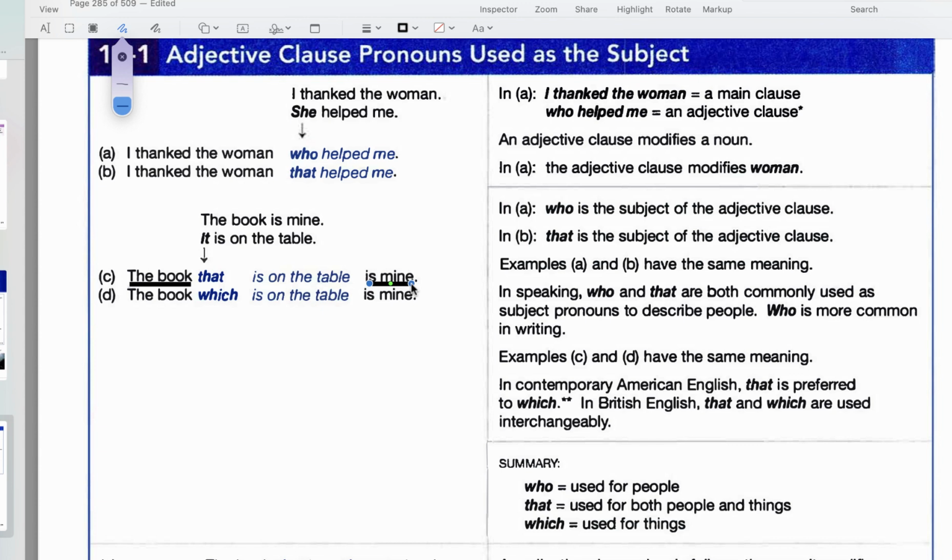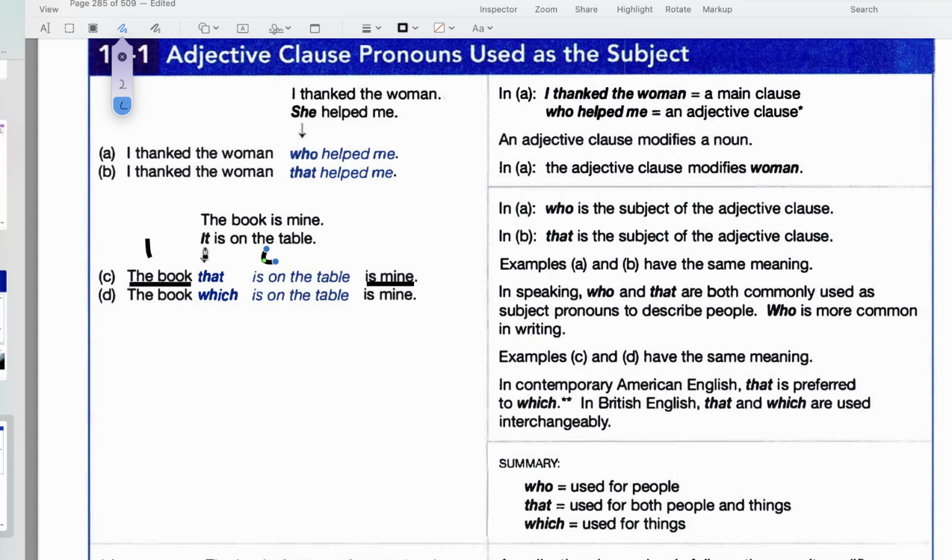I have a subject, and I have a verb, and I have a complete thought or an object or an adjective or whatever it is that completes that verb. Okay? Now we have a second sentence. So that's the main clause here in that sentence one. And then we have the second sentence. That is on the table. That second sentence is our adjective clause.